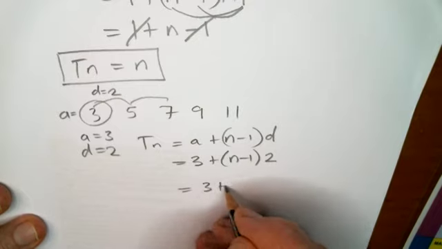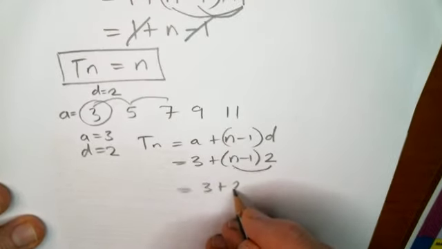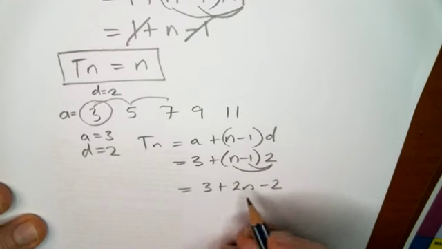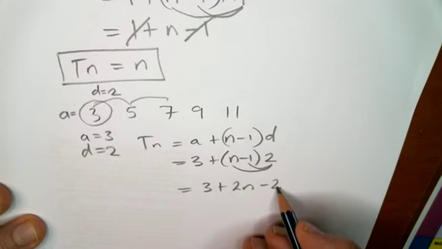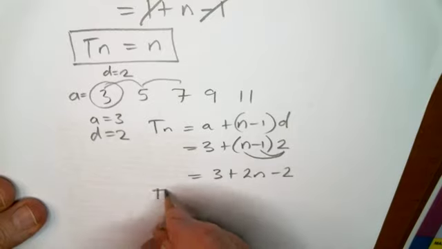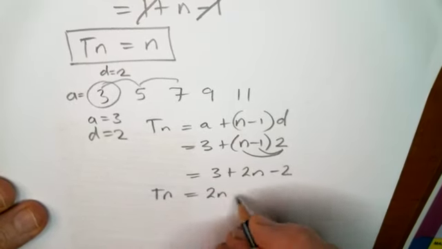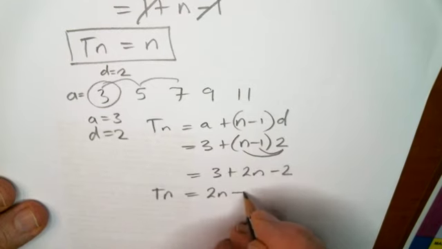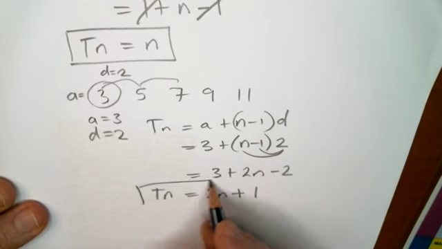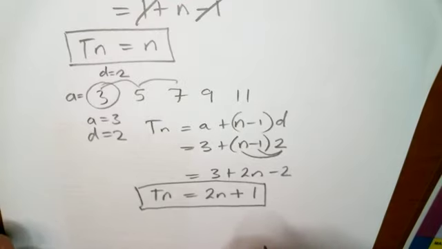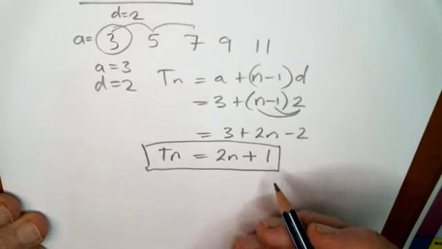So I've got a 3 plus, well, 2 times N is 2N. 2 times negative 1 is negative 2. And 3 minus 2 is 1. So we're going to have Tn is equal to 2n, and we've got 3 minus 2 is 1, so plus 1. And there is our equation for that. All right, let's just try one more.